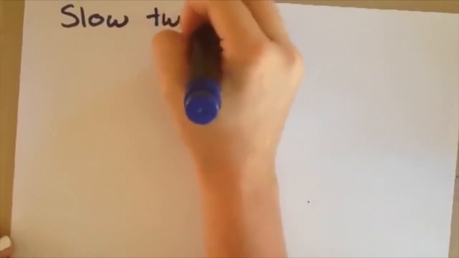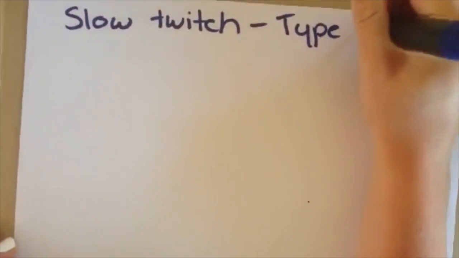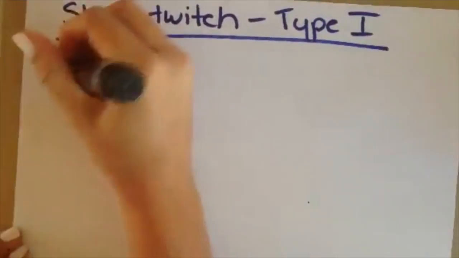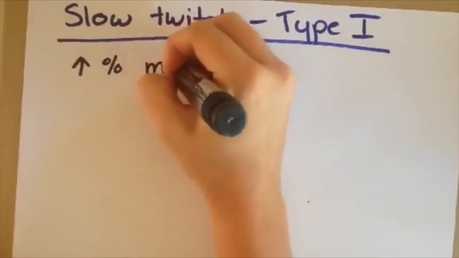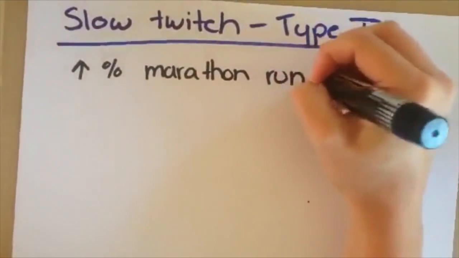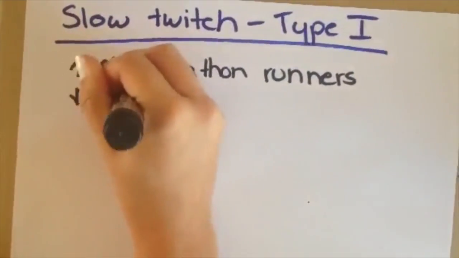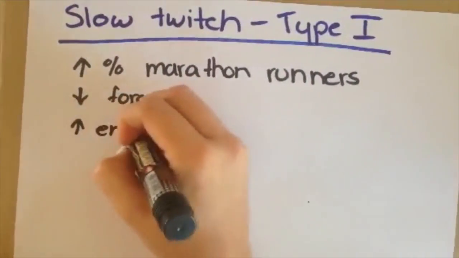Slow twitch fibers are found in high percentages in athletes like marathon runners. They have a low force output but a greater endurance capacity by an increased blood supply to the muscle. They are also less bulky than fast twitch fibers. Slow twitch or type 1 fibers are categorized by four things.